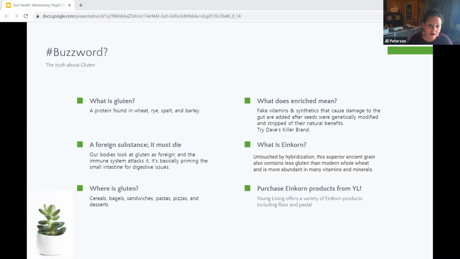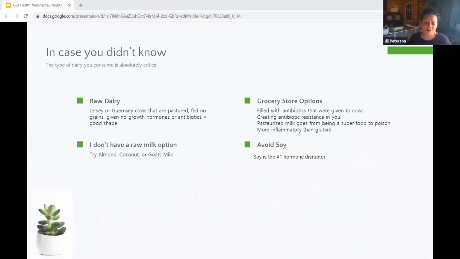Young Living does offer an einkorn line. So there's flour, pasta. I don't think they actually have bread items on it, because they offer the bag of flour where you can make your own einkorn bread. But they do have an option for you. There are several other companies out there that have raw einkorn, and I would just strongly encourage you to look into that. The third ingredient that I want to talk about is dairy.